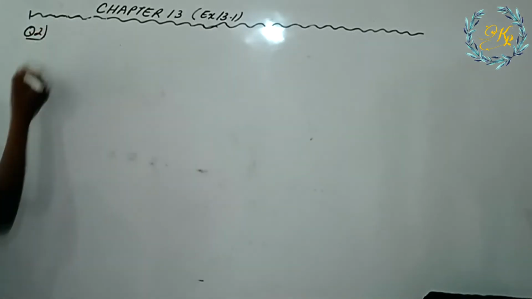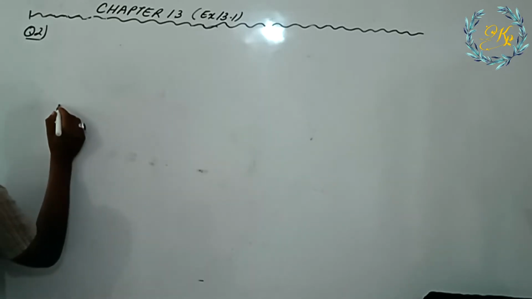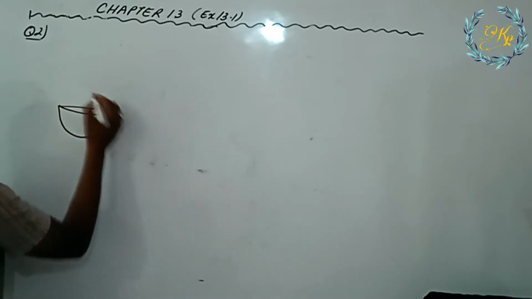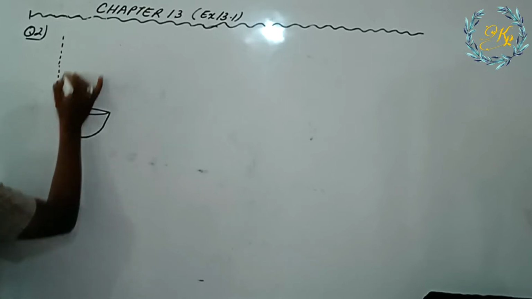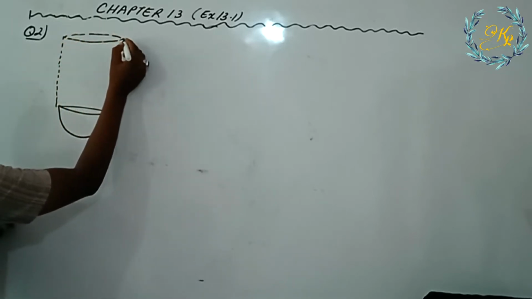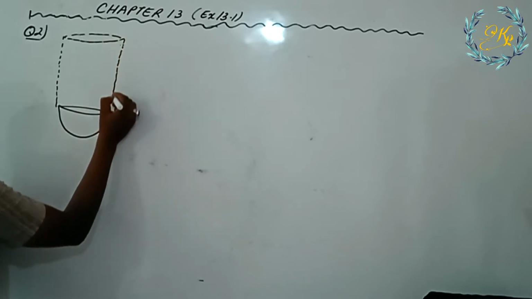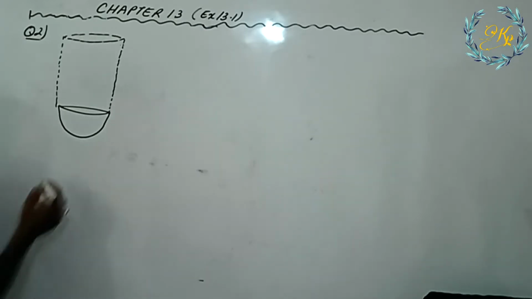Now question number 2. Let's read the question. A vessel is in the form of a hollow hemisphere mounted by a hollow cylinder. So draw the hollow hemisphere first. It is hollow means liquid can be filled inside it. Then draw the cylinder. The hollow cylinder is above it. Let's draw this. And it's given that the diameter of the hemisphere is 14.